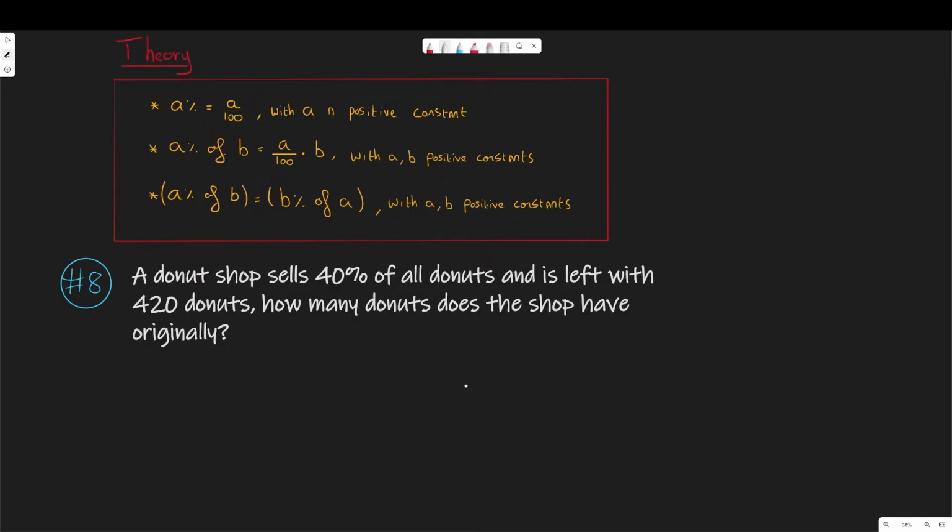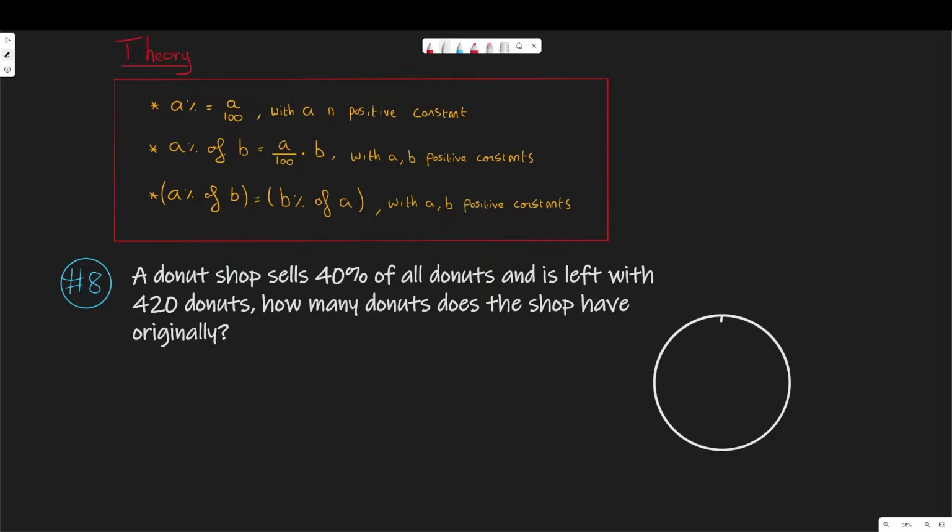Next, we have a problem. A donut shop sells 40% of all donuts and is left with 420 donuts. How many donuts does the shop have originally? Well, let's draw a pie diagram. So the pie diagram represents all the donuts, and according to the problem, 40% is gone.